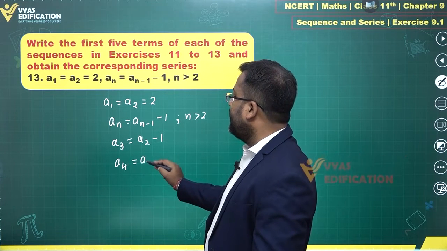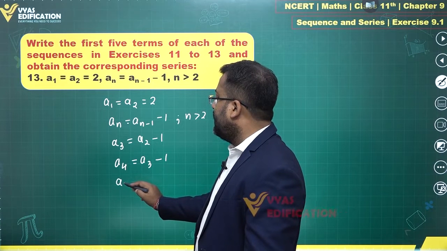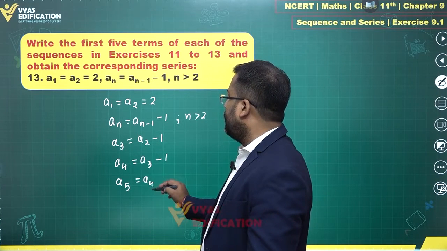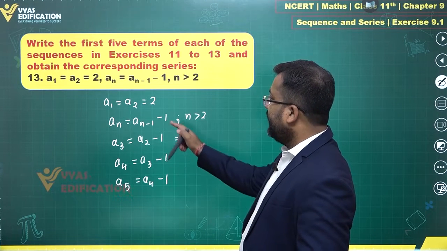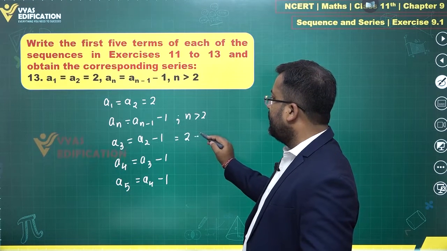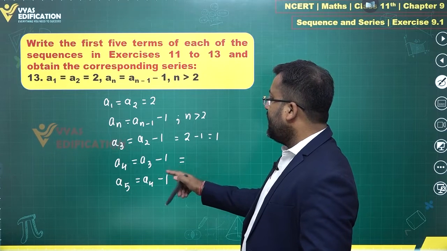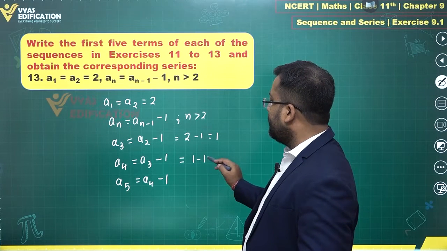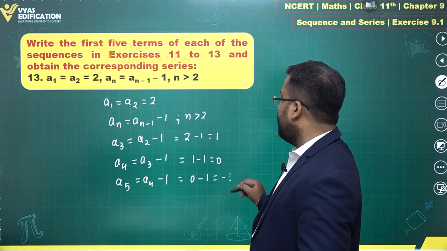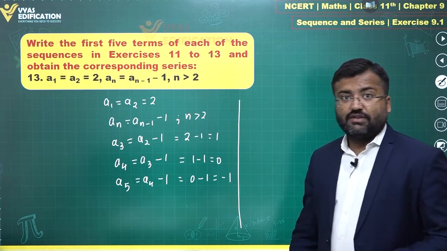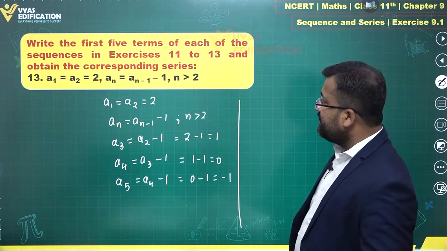A4 will be equal to A3 minus 1. A5 will be equal to A4 minus 1. This is what you'll have. And what is A2? A2 is 2. So A3 is 2 minus 1, which is 1. A4 is A3 minus 1, which is 1 minus 1, which is 0. A5 is A4 minus 1, which is 0 minus 1, which is minus 1. This is what you observe, right? So corresponding terms have been found.